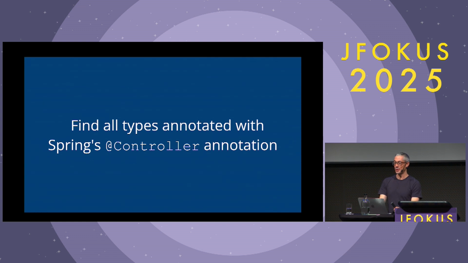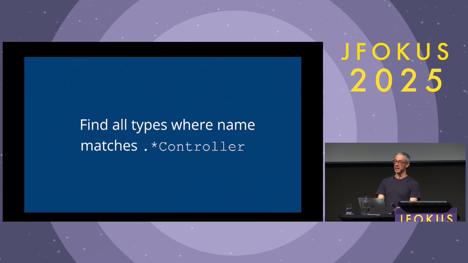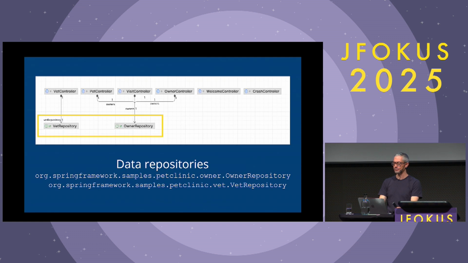In this case, we've got a couple of options. We can do a select star from types where annotation is controller, at controller, that's the Spring annotation. So that's one way to identify all of those MVC controllers. Or we could say identify all types where the name of the class, the name of the type, ends in the word controller. So we have a couple of different options here to identify that set of web controllers. So that's nice and straightforward.